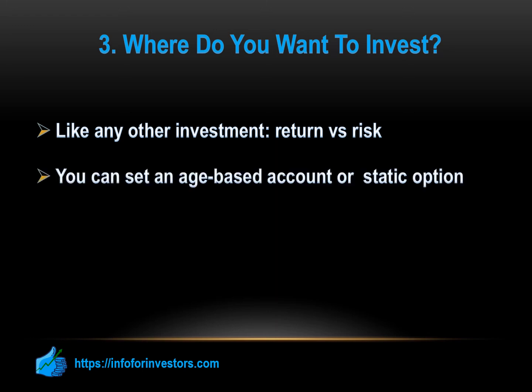So, if your child is 5 now, the balance of stocks to bonds will be overwhelmingly on the side of stocks. As they get closer to 18, the balance will shift so that they are overwhelmingly on the side of cash and bonds instead. Next, you can choose to go with a static option.